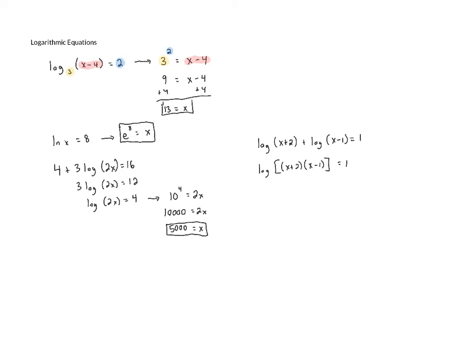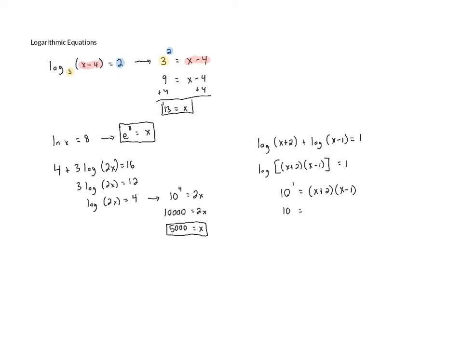Now, when we write this in exponential form, it becomes 10, which is the base, to the first power equals x plus 2 times x minus 1. Now, if we want to solve this equation, we're actually going to have to expand this out and get all of the terms on the same side, because for a quadratic equation to solve, we need one side to be equal to 0. So first, 10 to the first is just 10.